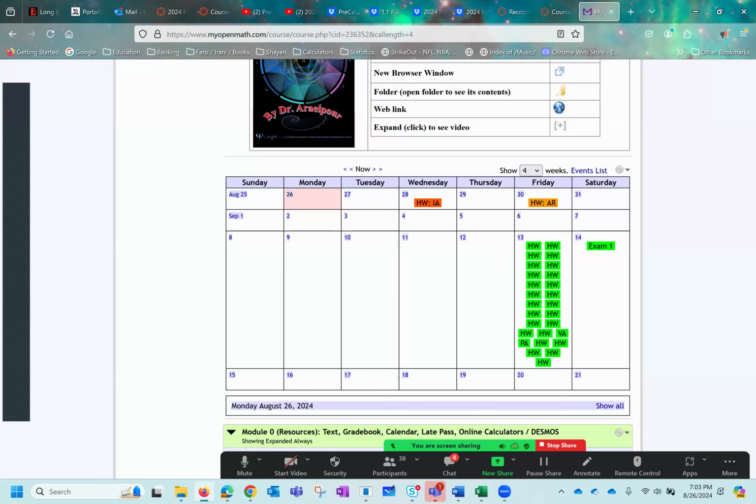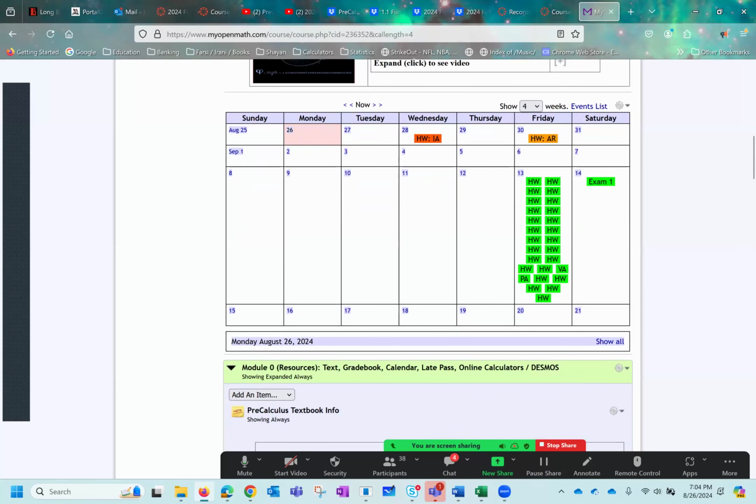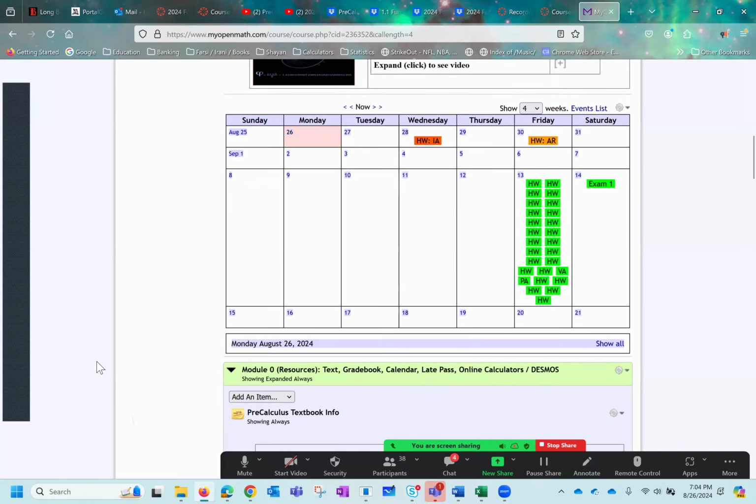So please, why did I put them there? Because in the past, sometimes students said they couldn't get to it until the weekend. That's why I put all of them due the day before the first exam, the same thing for the second exam, and so forth. Please do them on a daily basis.